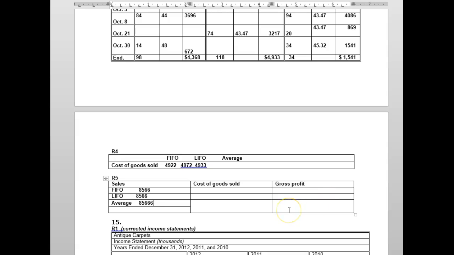So I'll let you think about that, and then you can redo those problems now that you kind of have the process down.